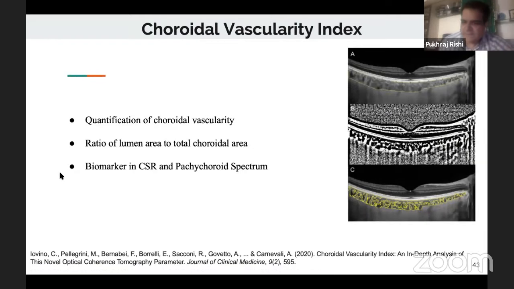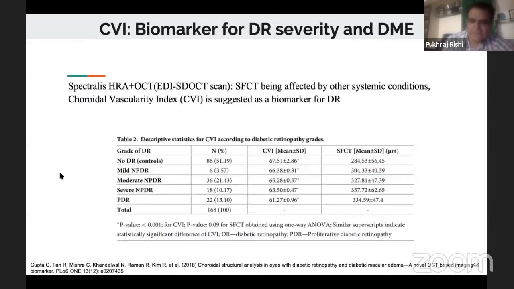So choroidal vascularity index is an established entity. I'm sure Jay will cover this, and it involves quantification of choroidal vascularity, measuring the ratio of lumen area to total choroidal area. And the simple way to remember is it's about two-third value. It comes to about 66% in normals, and it can be used as a biomarker for CSR, pachychoroid spectrum, and also diabetic retinopathy. Here in a study from our group, you can see the CVI is decreasing with increasing severity of diabetic retinopathy, going down from 67% to 61%.